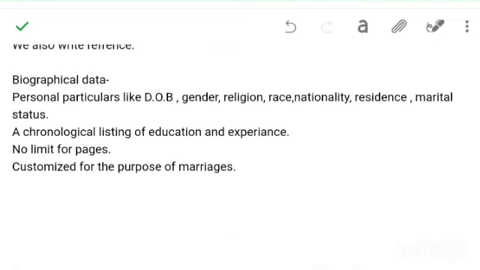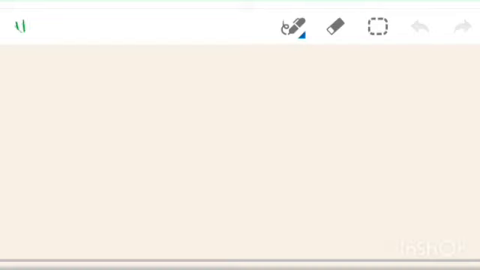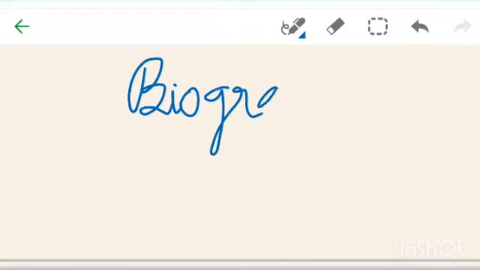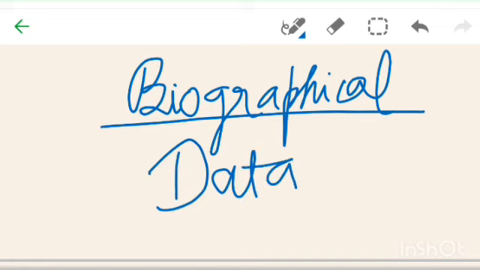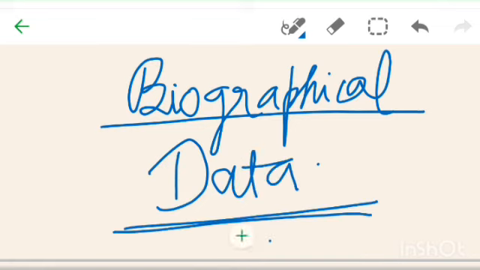Next comes biodata. I think you must have heard this word multiple times, because it is customized for the purpose of marriages. Parents usually prepare biodata of their children for marriages. The full name of biodata is biographical data. In short, you say biodata, but its actual complete word is biographical data.